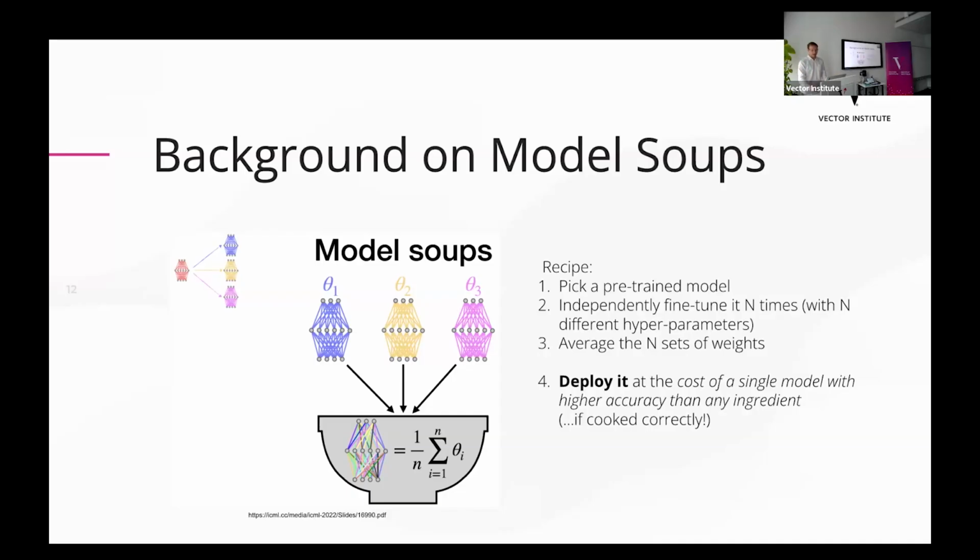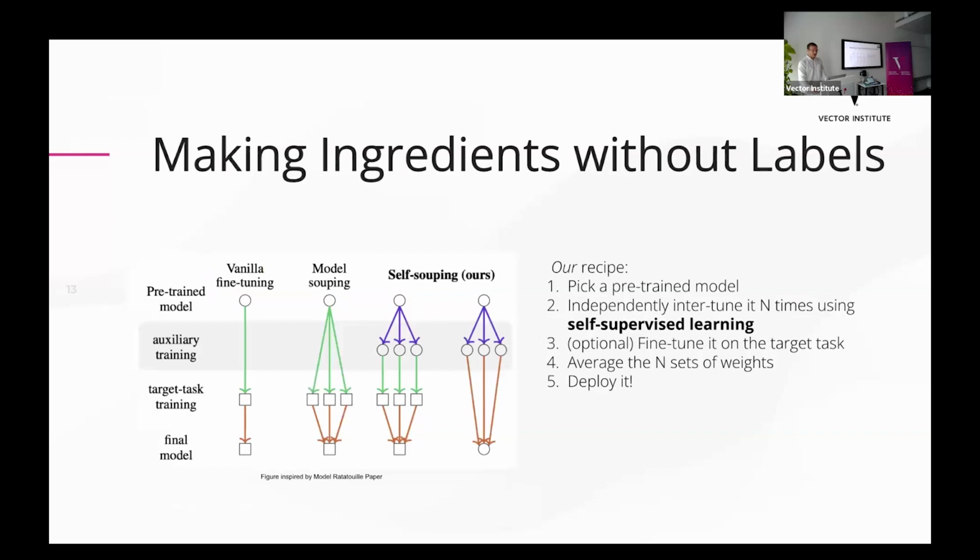soup was cooked correctly. And so our goal is to create model soups without labels, just with self-supervised learning. And so our recipe is to pick a pre-trained model, independently fine-tune, or train it n times using self-supervised learning. And so self-supervised learning is training models without labels or annotations with some pretext task. And then 3, we're optionally going to fine tune it on our target task if we have one, like ImageNet, but we don't have to do that. And then 4 is we're going to average the n set of weights, and again, we're going to deploy it.